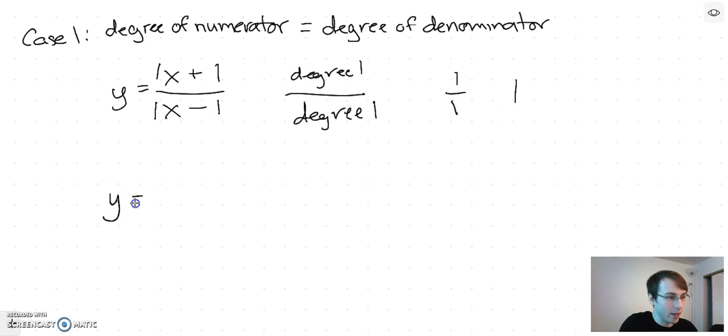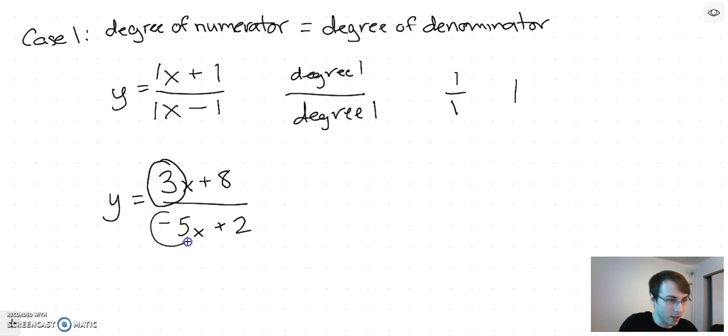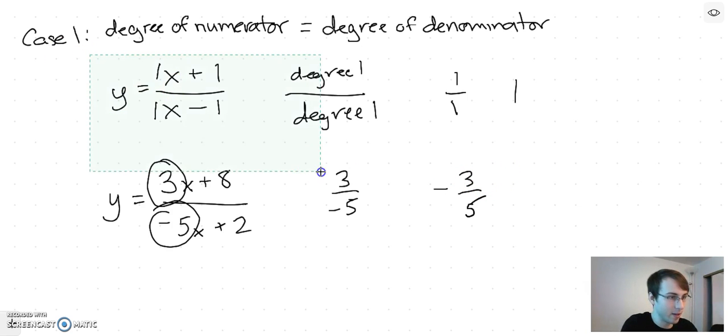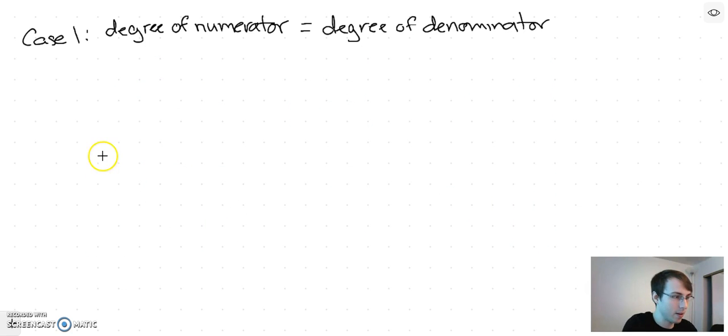If we had y equals like 3x plus 8 over negative 5x plus 2, it'd be the same idea. You just take the leading coefficients, 3 and negative 5, and put them in a ratio of 3 over negative 5. So negative 3/5 would be the horizontal asymptote. There is also another case. Let's erase this.